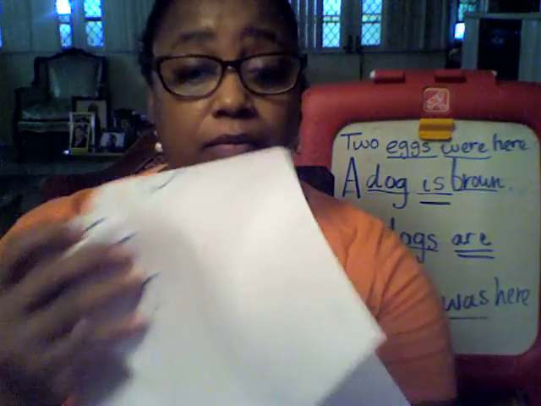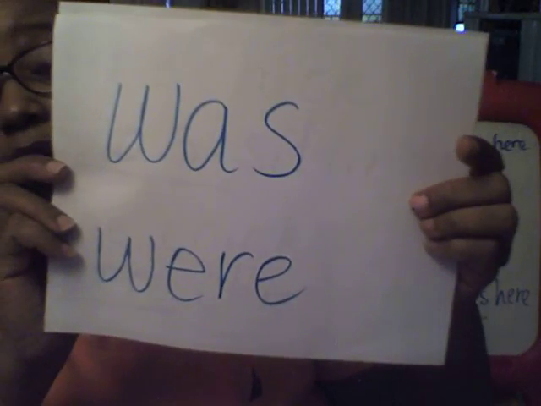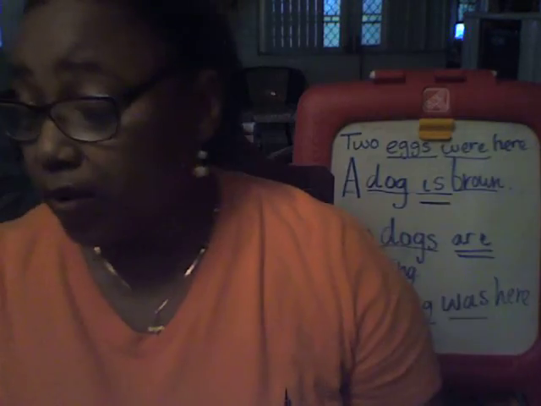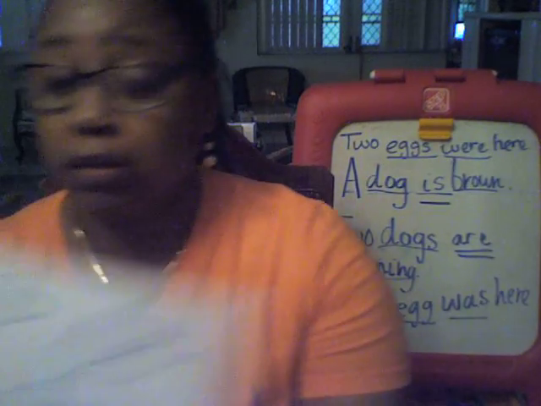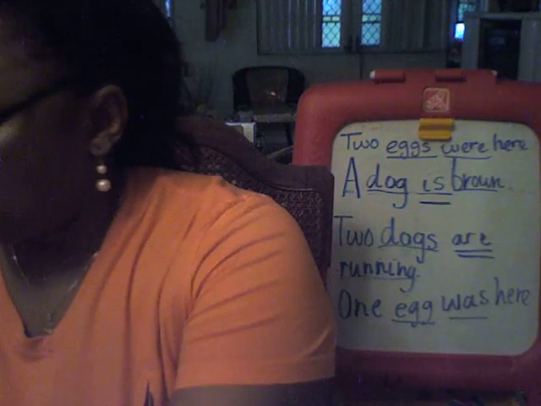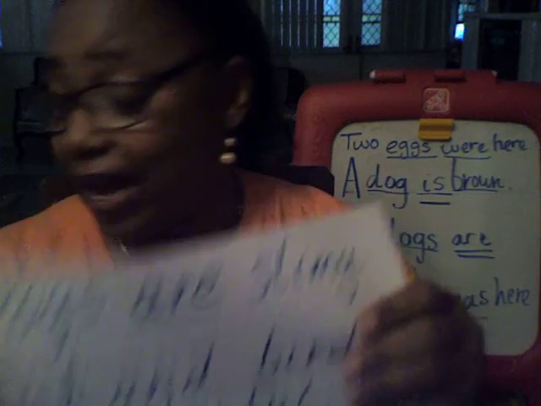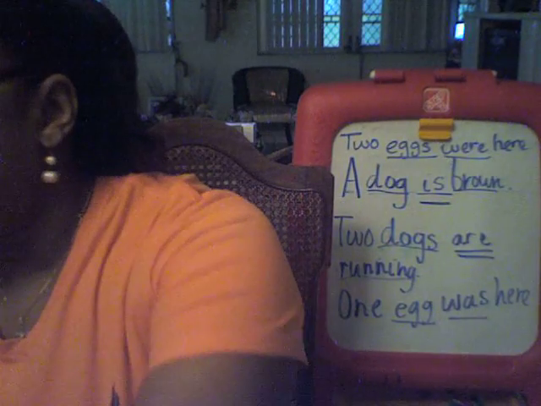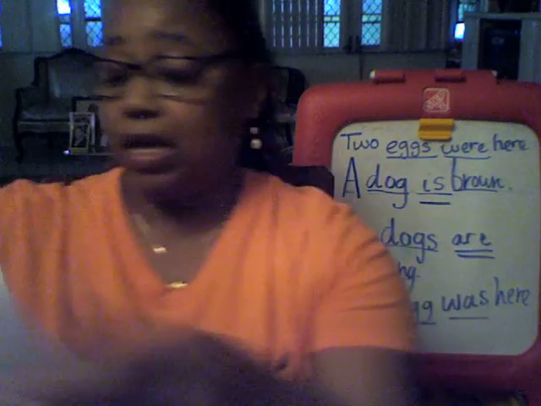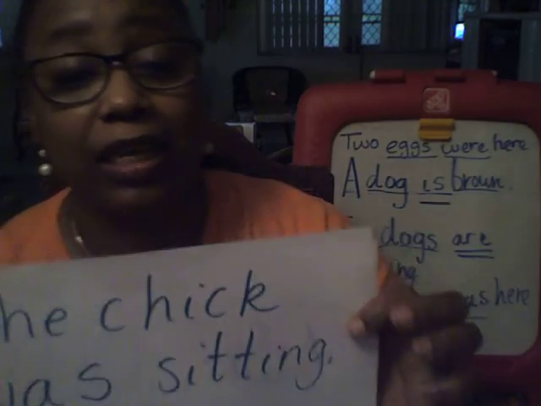Is and are for the present, is and are, and was and were for the past. Remember, if it's one, you use is. A cat is furry. If it's more than one, frogs are slimy. Okay? So that's what we're going to do with our sentences. In the past, the chick was sitting. The chicks were chirping or sitting.